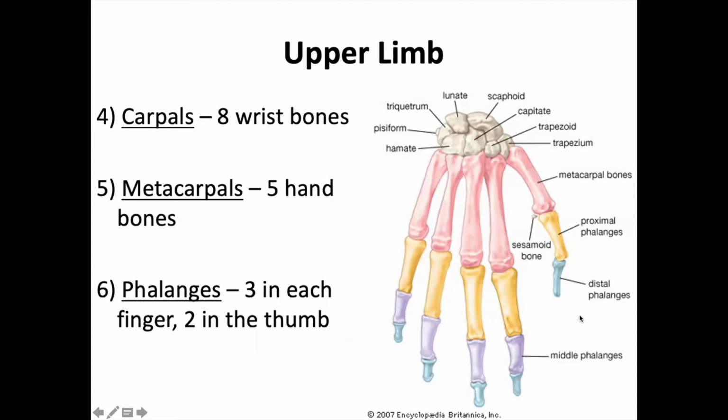And here's a weird thing. There's only two in your thumb. You have proximal and distal. You don't have a middle. So when people ever ask you, why isn't a thumb considered a finger? There's your answer. Because fingers have 3 bones and the thumb only has 2 bones.